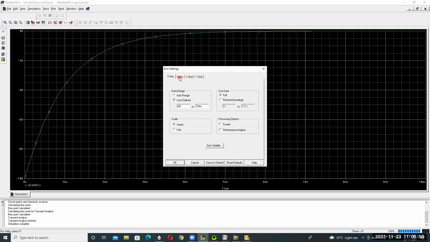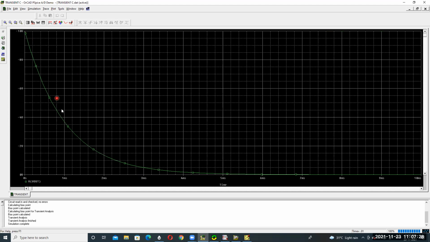I'm changing the y-axis. User defined: instead of 0 volts I'm taking -10 to 10. Then press okay. The display range was invalid from 0 volts, but now you can see it exponentially decreasing like this.